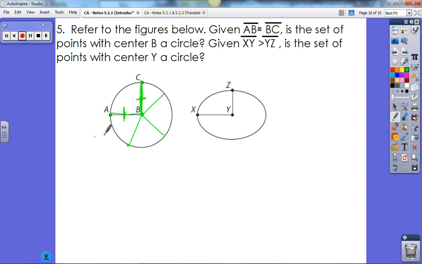So if I know that AB and BC are congruent, that's what it says up here, it asks, is the set of points with center B a circle? So is this a circle right here? Yes, it will be, as long as each of these radii are congruent. If I look at this, again, it may look not circular, but I have to look at the information given, not just assume from the diagram. So when I look at this, it says that XY is greater than YZ. So this would not be a circle, because in order for it to be a circle, the radii have to be the same length, and they're not the same length.